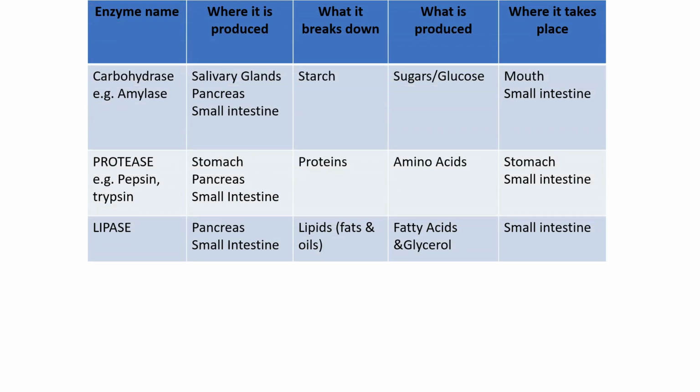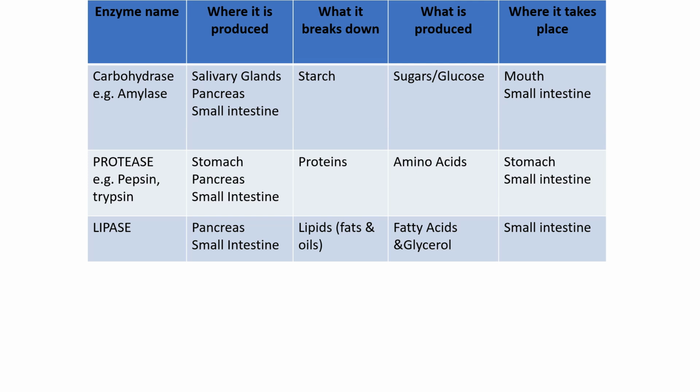You'll need to know where each of the enzymes in the digestive system are made. So for example, for carbohydrates, amylase is produced in the salivary glands, pancreas and small intestine. It breaks down starch into sugars or glucose, and this takes place in the mouth and small intestine.